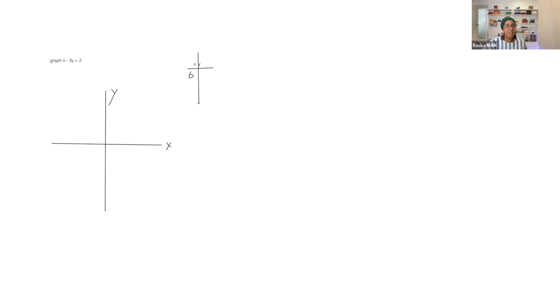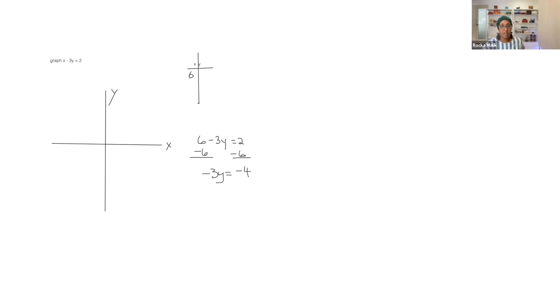If x is 6, what do I get for y? So I put 6 minus 3y equals 2. I put my numbers on the right side and keep the letters on the left. Minus 6. Minus 3y equals minus 4.